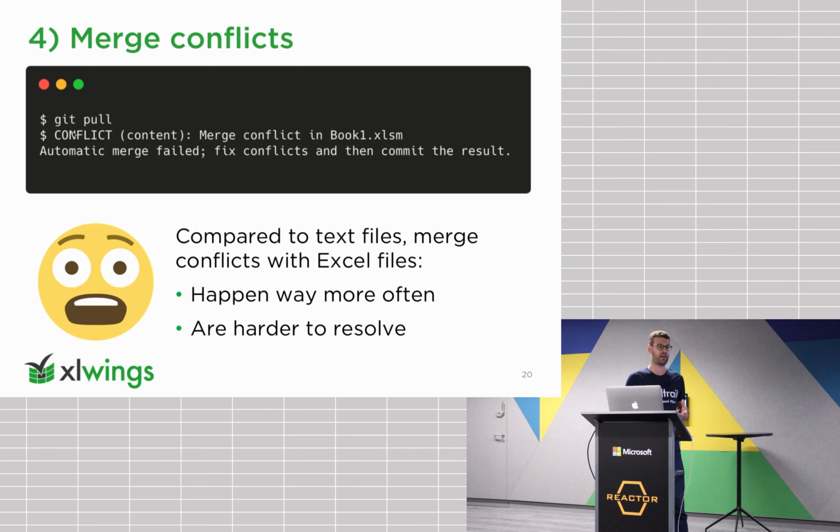The unfortunate thing about Excel and Git and merge conflicts is that we have a lot more merge conflicts with Excel files than we have with text files, and on top of that, it's harder to resolve. So it's really unfortunate in that respect. But we can see why that is, and we will see also how we can make that a little bit easier.